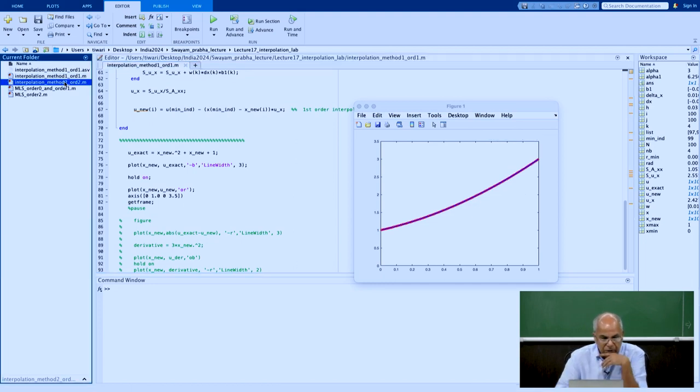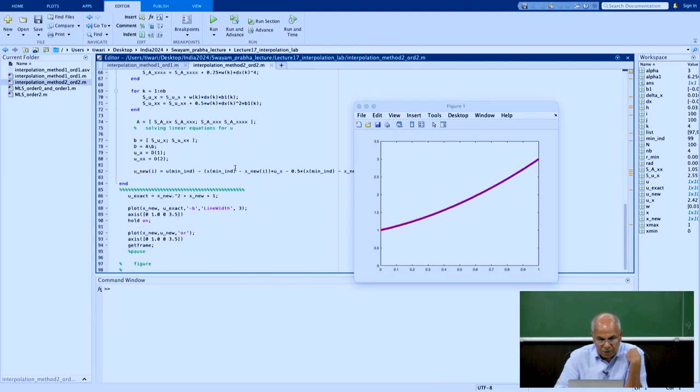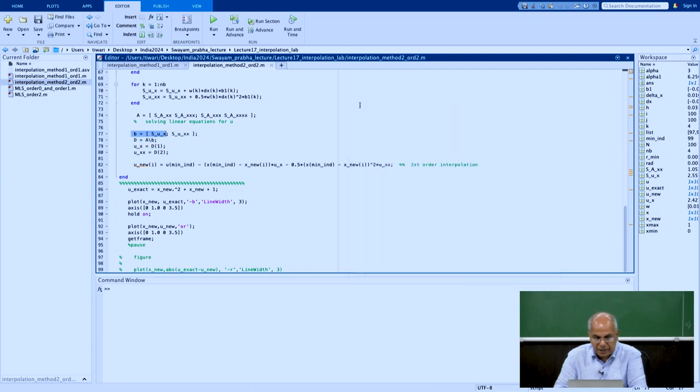If I go to order 2, here also it is exactly the same, but I need to compute a 2 by 2 matrix. I have not described that here, but it is already in the lecture. Then I have to solve this 2 by 2 system. Then I get the first order derivative ux as the first component, and the second order derivative uxx as the second component.